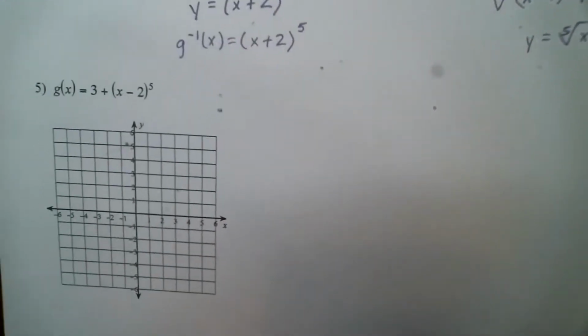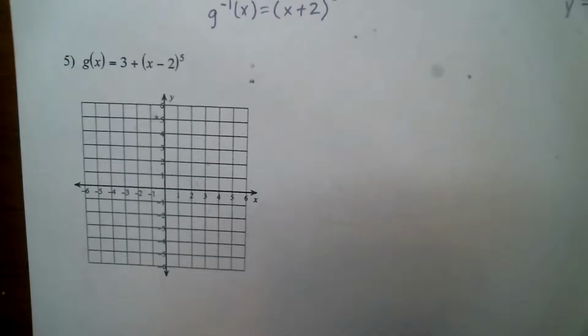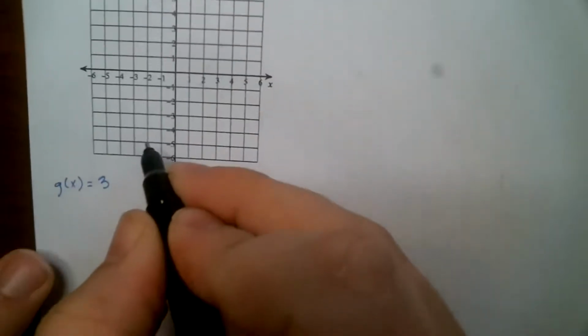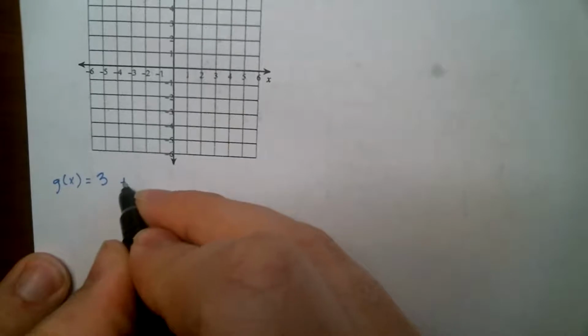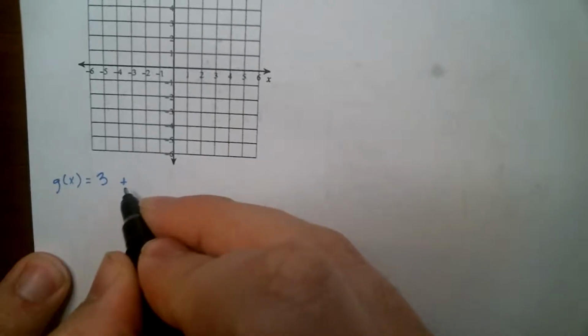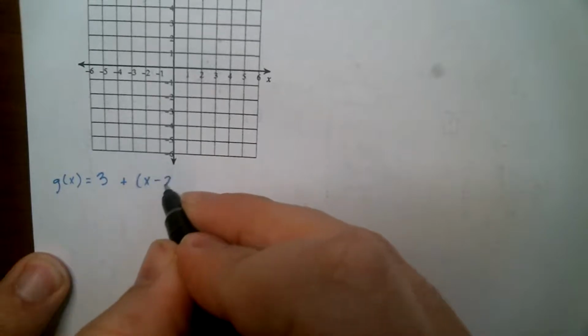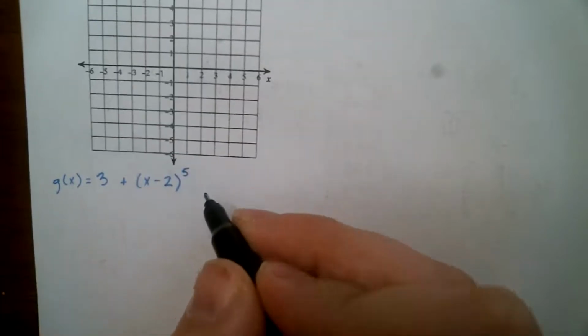Going to number 5. Okay. So looking at number 5, here we go. Find our inverse. Well, we got g of x is equal to 3 plus x minus 2 to the 5th power.